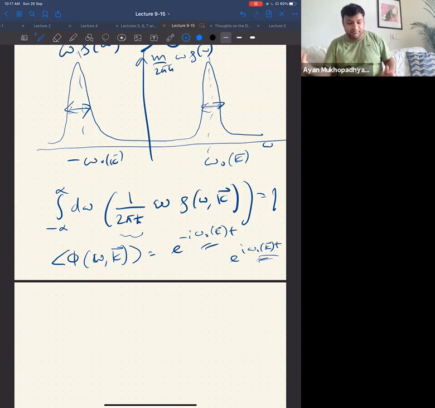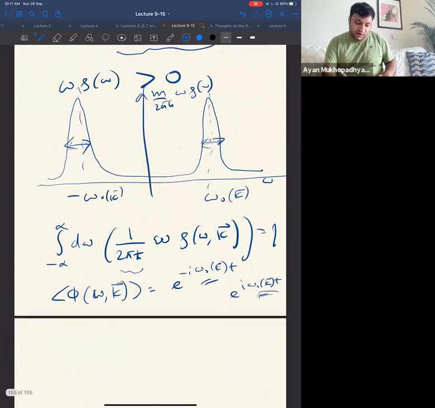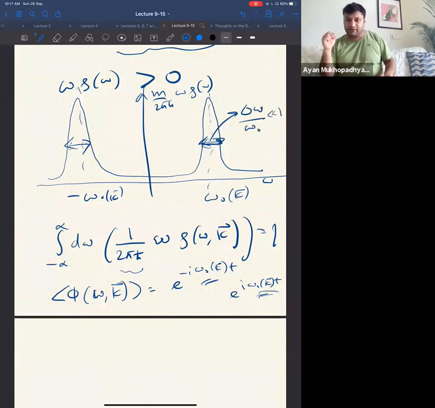The smaller the width here, the more long-lived the quasi-particle is. For the quasi-particle approximation to work, or something like a Boltzmann description to work, the width delta omega by omega naught should be much less than 1. Then you can describe it using a kind of Boltzmann equation. So you can think of it as a weakly interacting gas of particles.